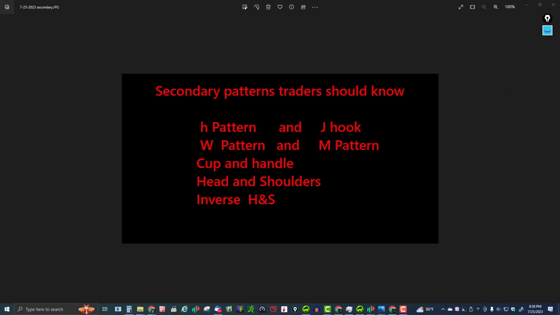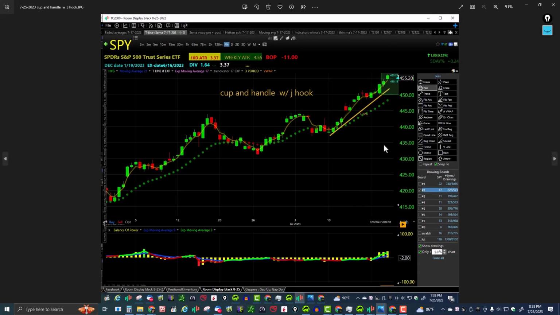And let's see what else we got. I did the H pattern, I did the J hook. Now let's do the cup and handle with a J hook. If you notice, this would be our cup and handle right here. I'll go to the green marker. Here's our cup, and then here's our handle right there. So you've got a cup and a handle. And on the cup and handle, it's nothing but an H pattern. Excuse me, a J hook.